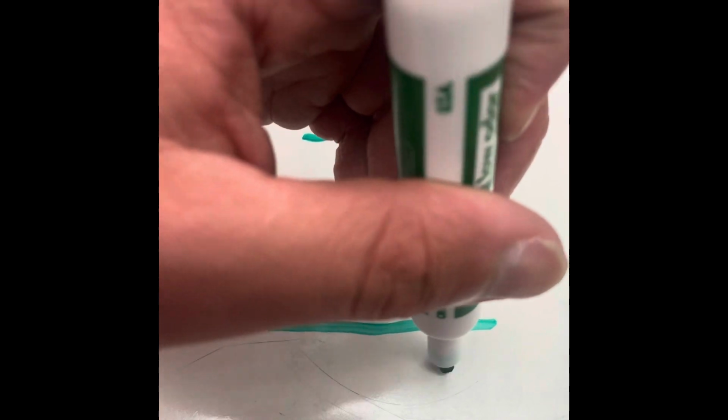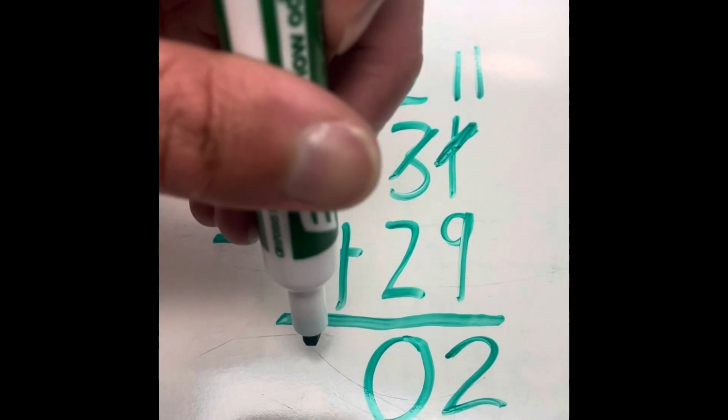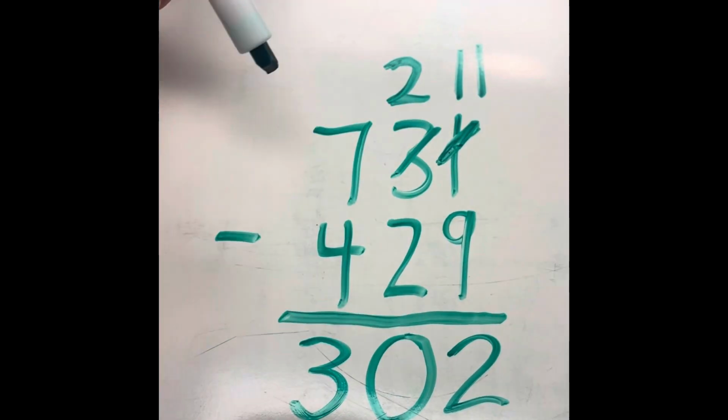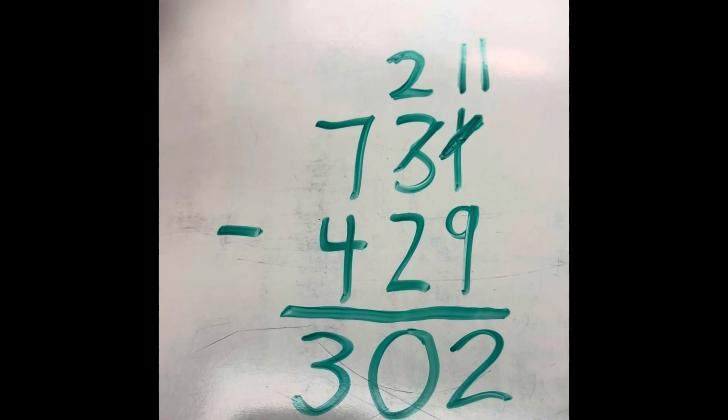11 minus 9 equals 2. 2 minus 2 equals 0. 7 minus 4 equals 3. And we have our final answer. 731 minus 429 equals 302.